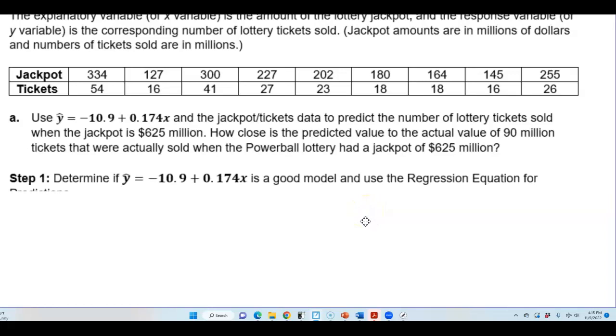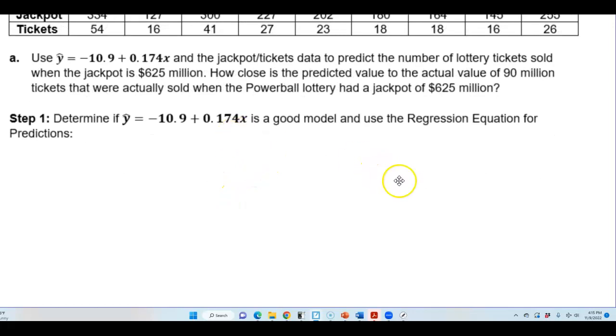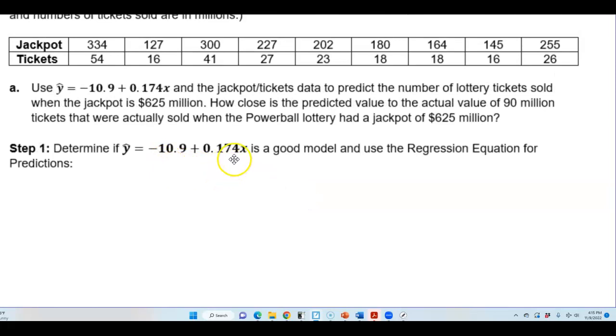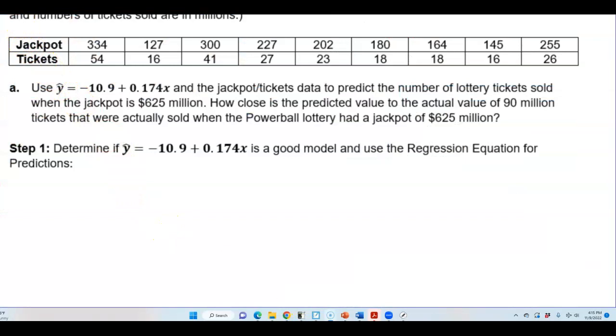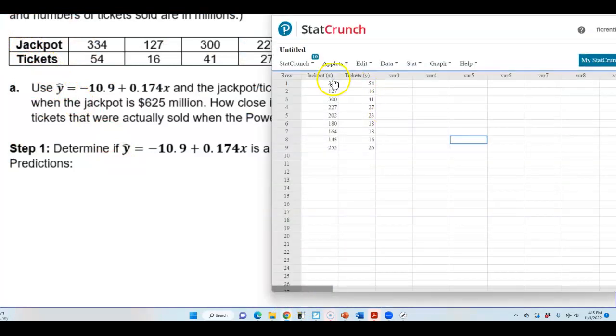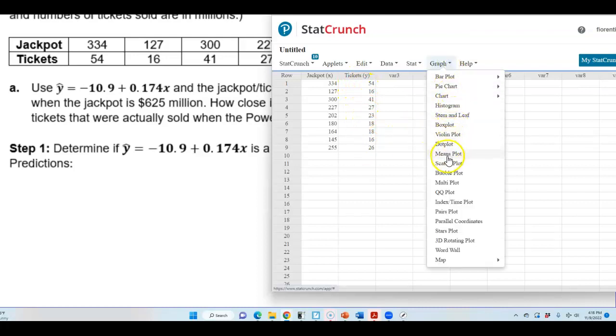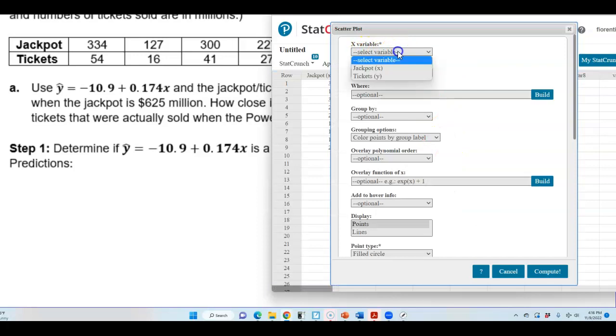So the first thing is that we need to determine if this particular equation is a good model and use the regression equation for predictions. In order to make sure that this model works, we want to put this into StatCrunch. We put in our first column, which is jackpot, and put all those values in, and then for tickets we have our values here. We go to graph, select scatterplot, and put in our X variable, which is the jackpot. The Y variable is the tickets.